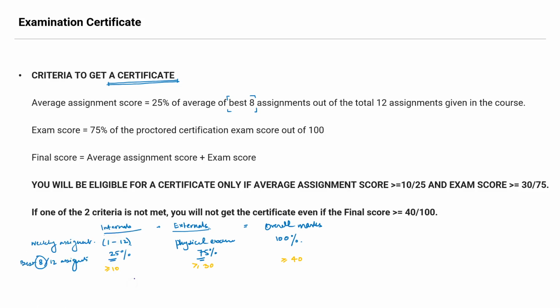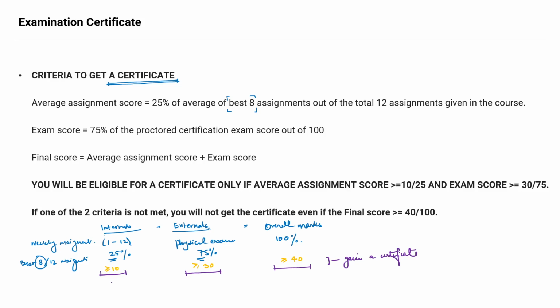Now, the challenge here is that if you're gaining more than 10 out of 25, more than 30 out of 75, so that your score is more than 40, you will gain a certificate. That's for sure. However, there are certain other scenarios.